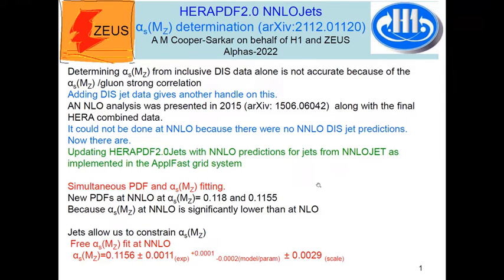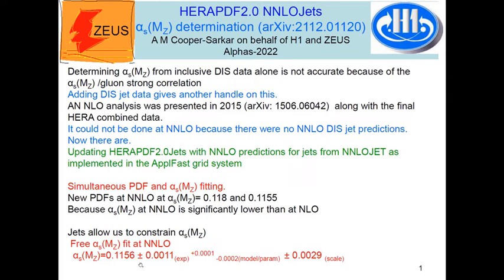It's a simultaneous PDF and alpha S fit analysis, not just an analysis with fixed PDFs. And as well as the value of alpha S itself, we issue 2 new HERA PDFs at the alpha S value of 0.118, the PDG value, and at 0.115, because we found that our determination of alpha S at NNLO was significantly lower than what we had got at NLO.